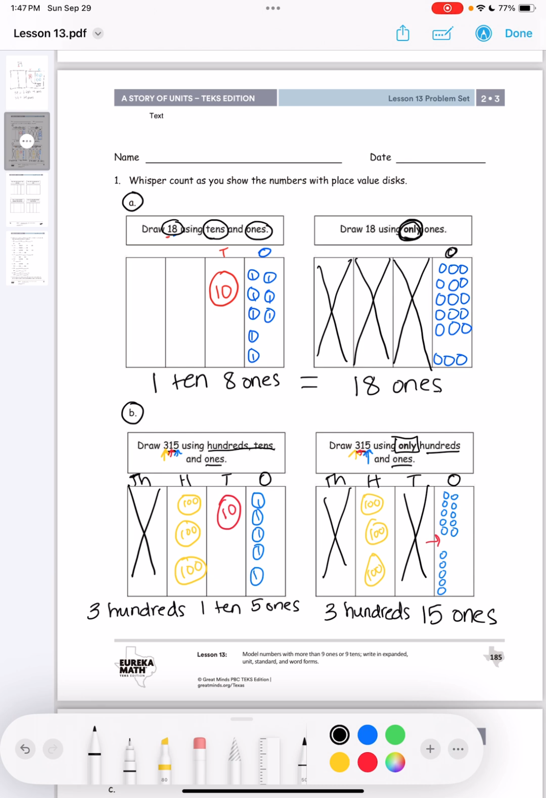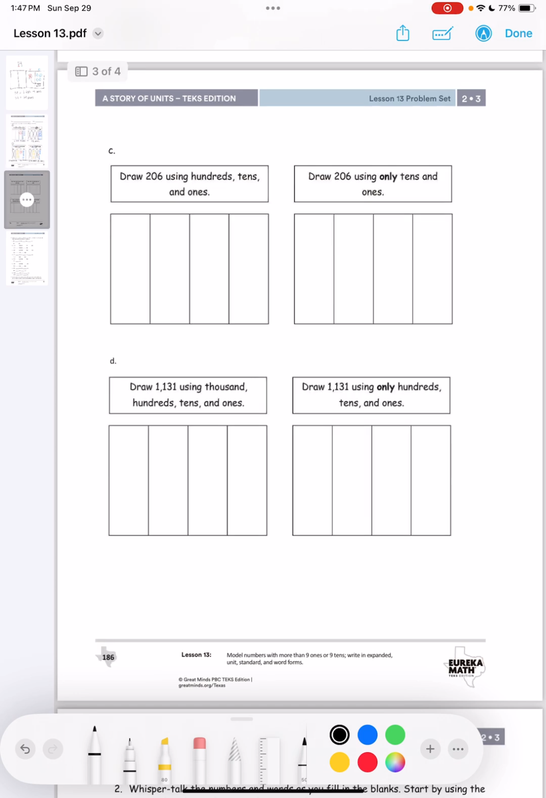If you need to pause the video to catch up and finish writing and drawing, go ahead and do that. We're going to go on to C. I want you to pause the video, do C by yourself, then come back and watch it to see if you got the same thing I did. So now that you've tried it by yourself, follow along to see if you're correct. If you're not correct, then just fix it.